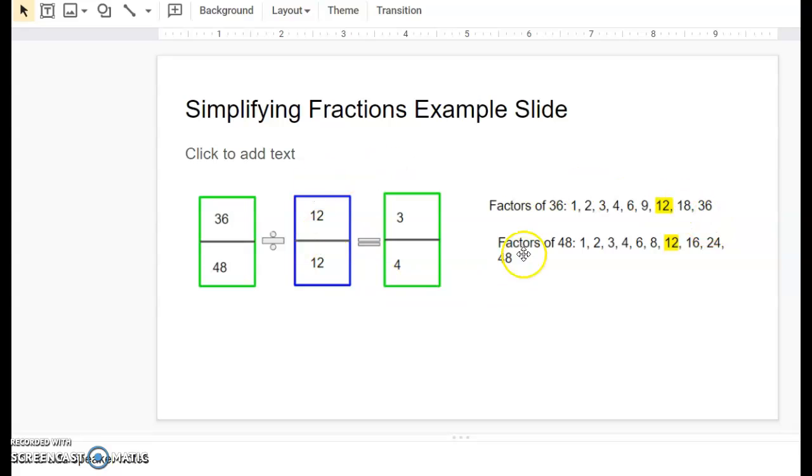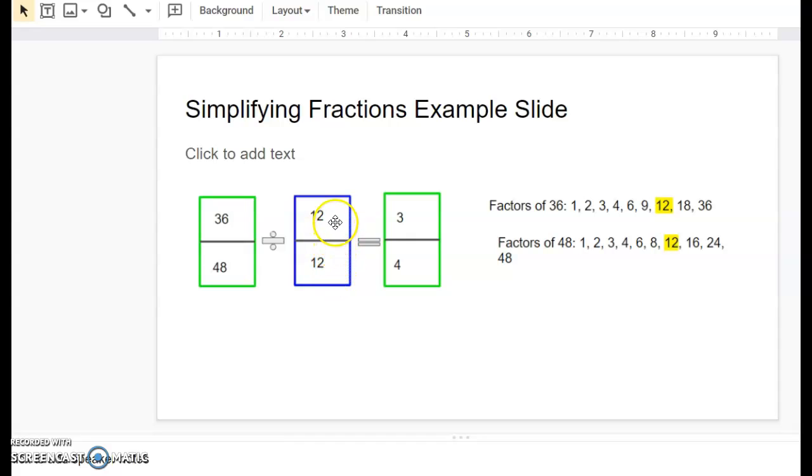This is an example slide of how you can simplify a fraction. So here we have the fraction 36 over 48. What I did is I found the factors of 36 and I found the factors of 48. And I discovered that 12 is the largest factor that they have in common. So I put 12 in my giant 1.